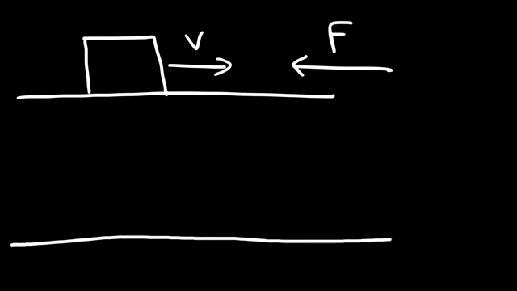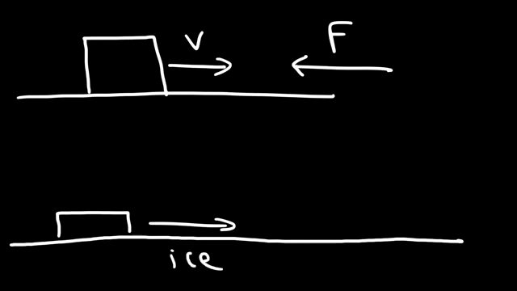A good way to illustrate this is imagine if we take an object, let's say like a puck if you're playing air hockey, and we slide it across ice. Because there's not much friction between this object and ice, because ice has a very smooth surface, this object will travel for a very long time.